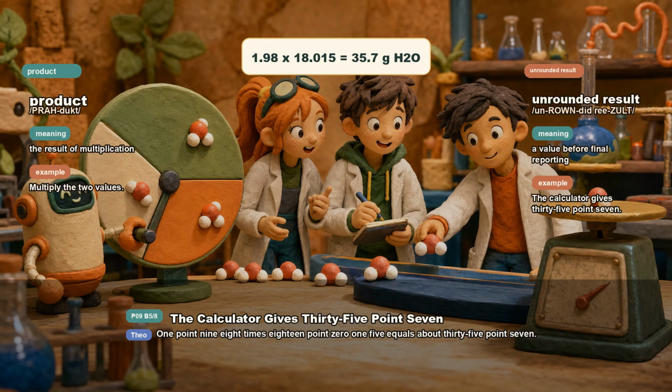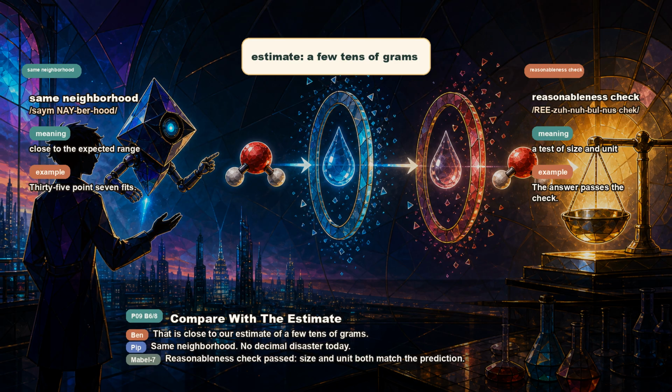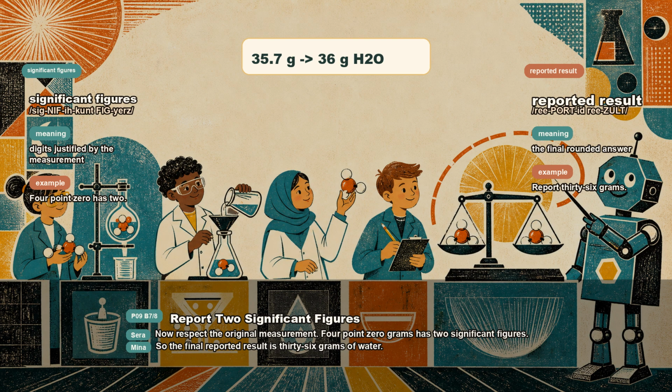That is close to our estimate of a few tens of grams. Same neighborhood. No decimal disaster today. Reasonableness check passed. Size and unit both match the prediction. Now respect the original measurement. 4.0 grams has 2 significant figures. So the final reported result is 36 grams of water.